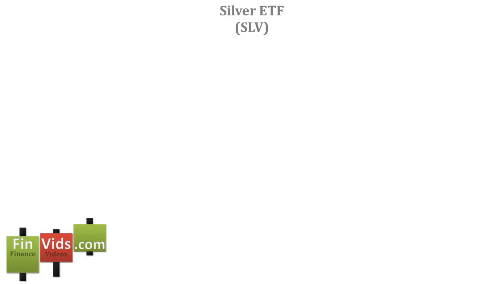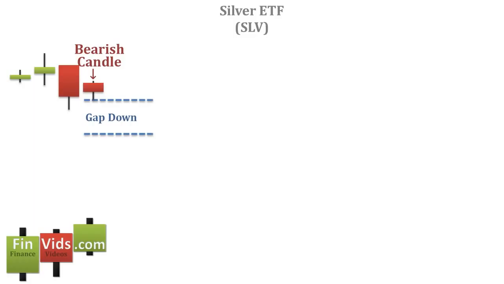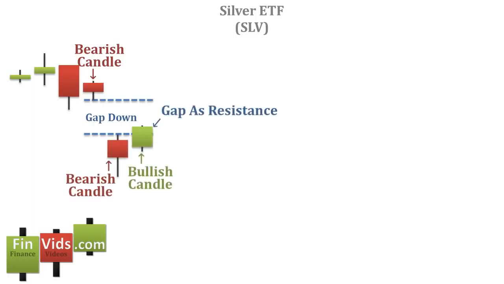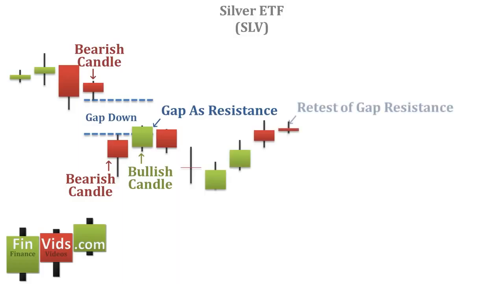The chart of the silver ETF shows a downtrend followed by a bearish candle and a gap down. The two consolidation candles use the gap as an area of resistance. The area of resistance is held. However, prices move back up and test that gap, but the gap continues to hold.